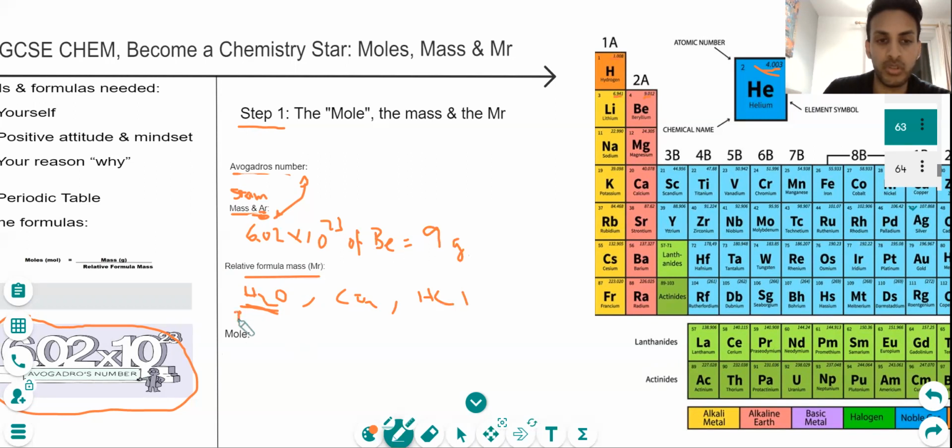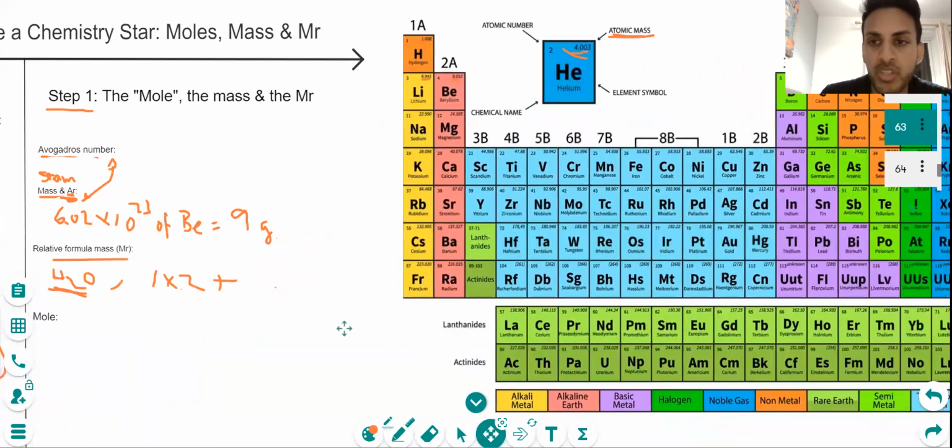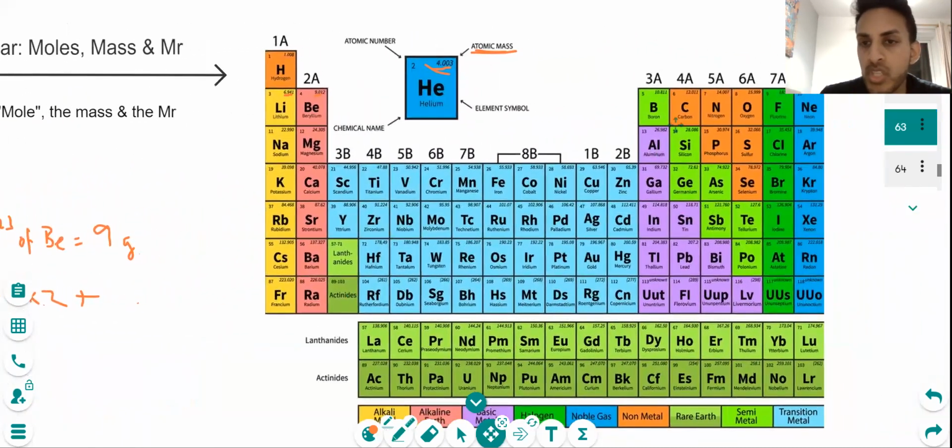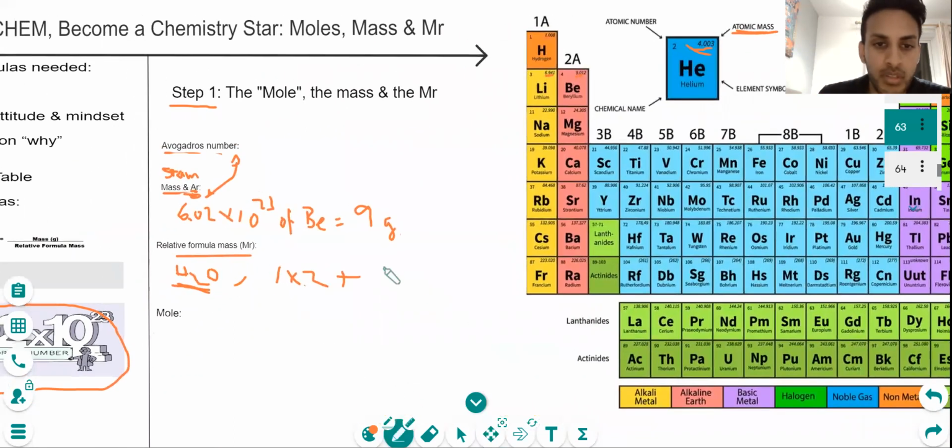with the 2, it's got 2 hydrogen ions. So let me just write that. I'll just erase these because now we're just looking at water. So it's got 2 hydrogen atoms. That means 1 gram for each. So 1 times 2 plus the oxygen. So what's the relative atomic mass for oxygen? It's about 16. So 16 grams.